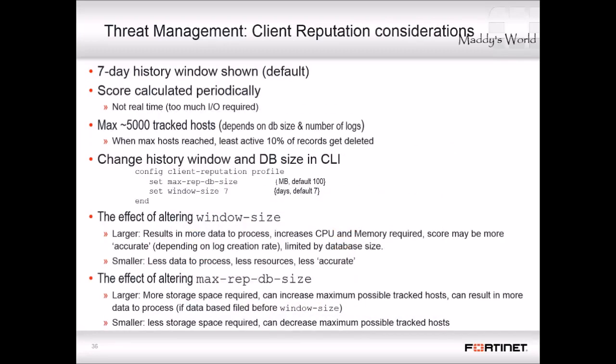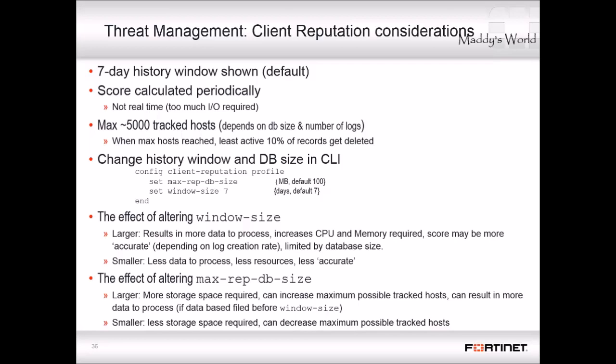By default, client reputation will look at data up to a week old and the score will be updated every 10 minutes. Client reputation is not a real-time monitoring system. Normally, the maximum number of monitored hosts is about 5,000. The actual number will depend on the amount of logs that get generated and the size you allow for the database. There are two options in the CLI that you can use to adjust the database size and length of time before rolling the data.